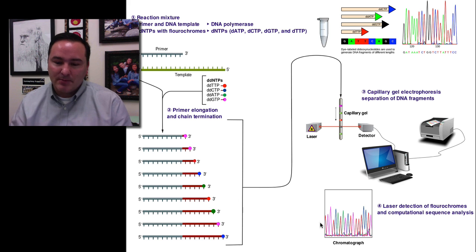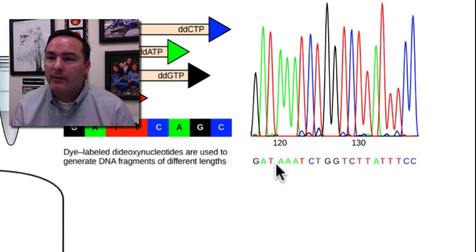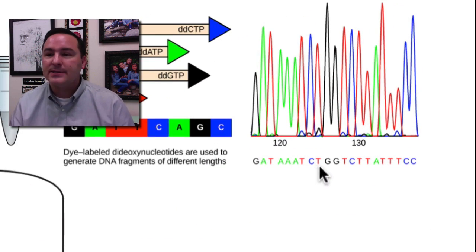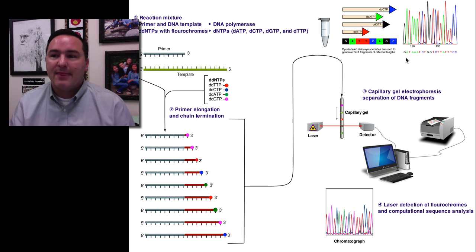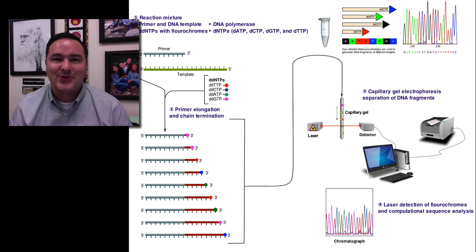That then gets put on a computer. We can visually look at that in what's called a chromatograph, also what I showed up here. And therefore we have the laser detection of those fluorochromes, or of those nucleotides that have been dyed. And then that can be written as a DNA code, right? GAT, AA, TCT, and so forth. And that information then can be used for a myriad of other analyses downstream. And that's how sequencing is done.